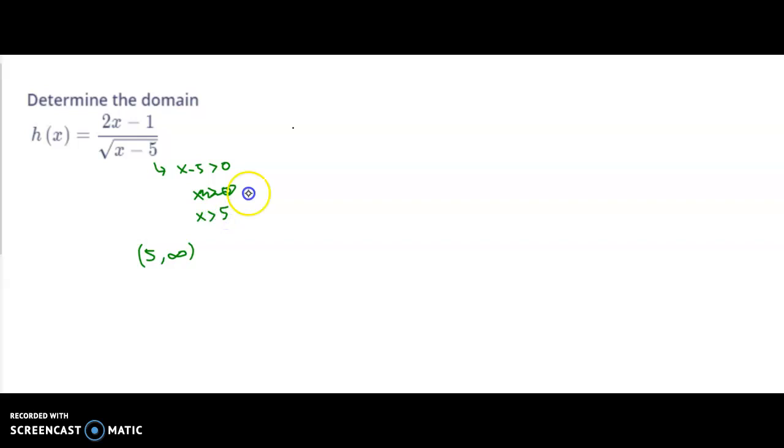Okay. Now one thing I want to point out, so this is the domain for h of x, okay? But let's suppose that your function was just the square root, okay?